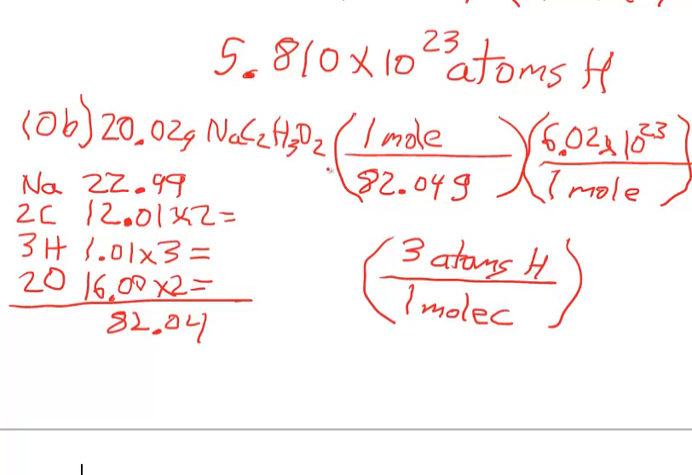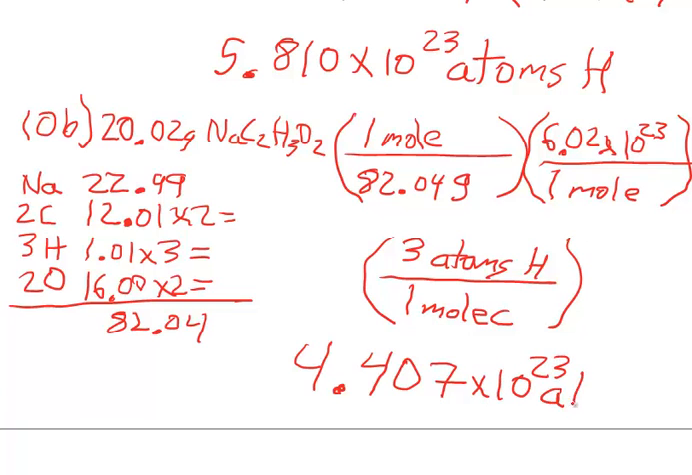So take the mass 20.02, divide by 82.04, multiply by 6.02 times 10 to the 23rd, multiply that by 3, keep 4 significant figures, 4.407 times 10 to the 23rd atoms hydrogen.